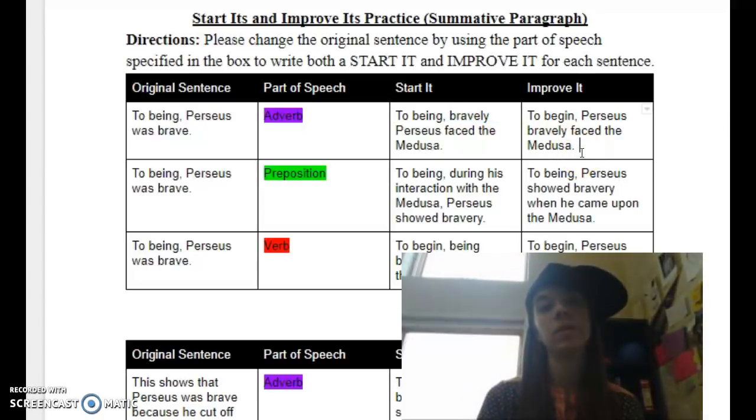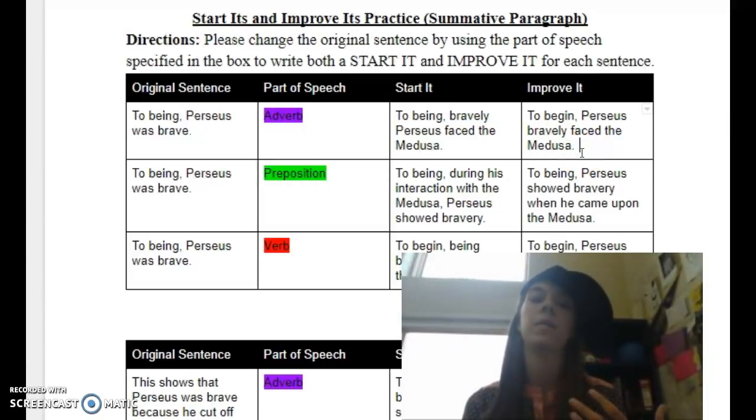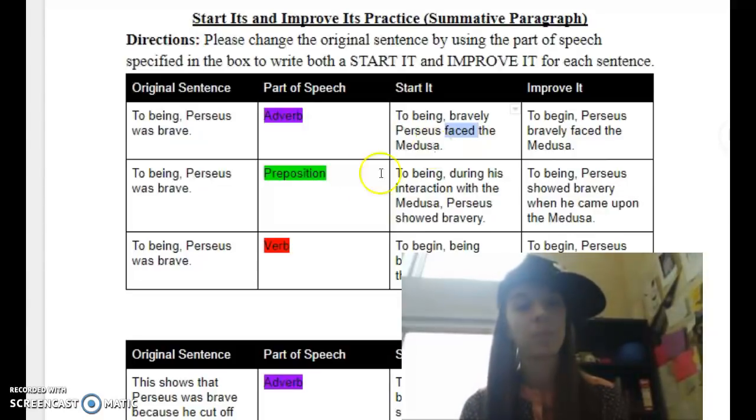Then I went to my improve it, right? And I kind of did the same thing. How do I describe that verb? Well, bravely still works because we're going to say that he faced Medusa. So it says, to begin, Perseus bravely faced the Medusa. So now it's in the middle of my sentence instead of the beginning. Still, I'm covering my bases with my adverbs there. All right, remember, we're always describing the verb. In this case, I added or changed the verb to make a little bit more sense for my reader.